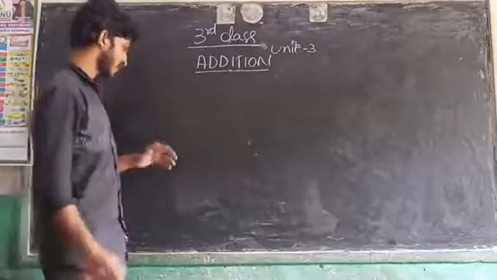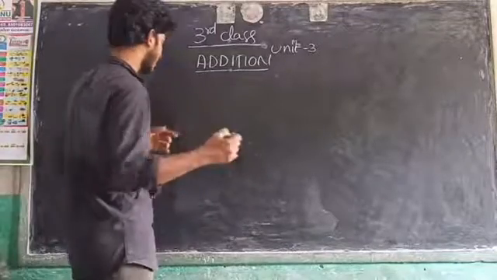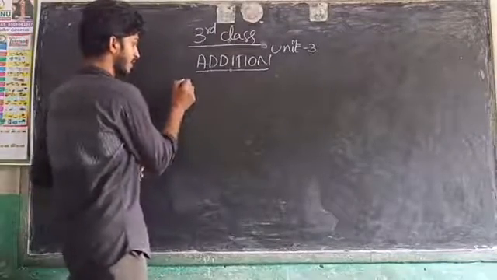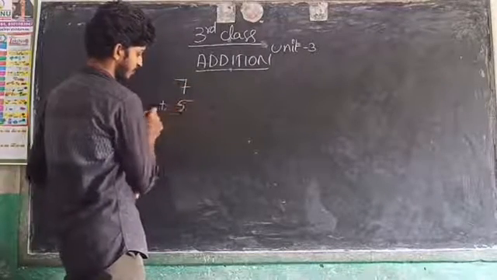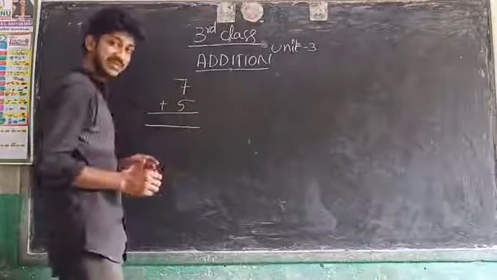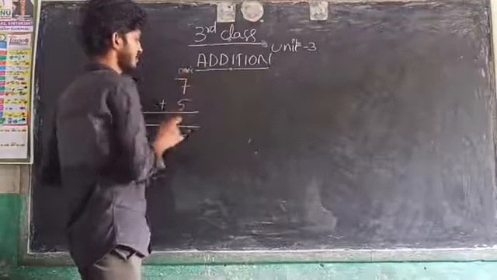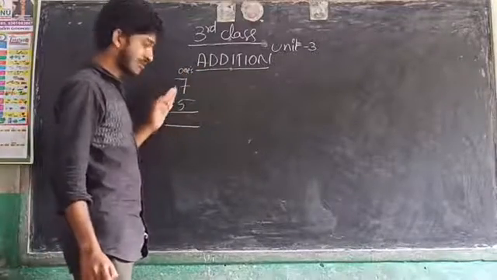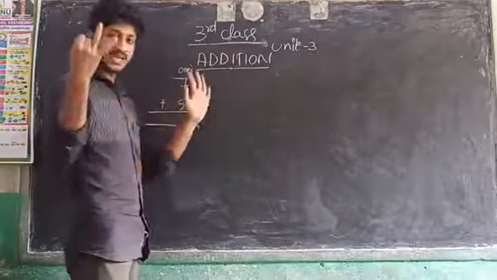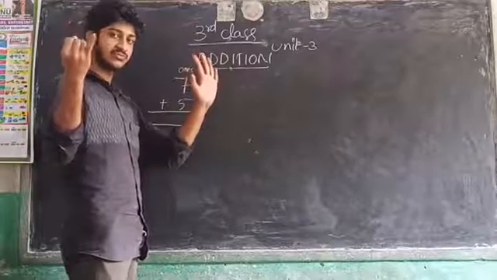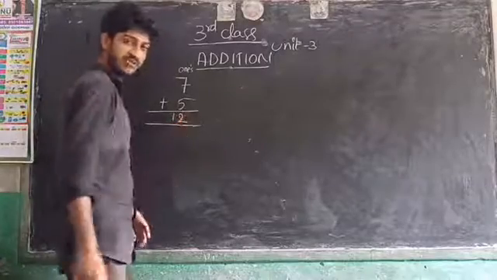I am taking single digit numbers. Now I am taking 7 plus 5. Single digit numbers means only one digit, that is the ones place, ones place only. 7 plus 5: I have 7 and I am adding 5. 7, 1, 2, 3, 4, 5. It becomes 12. So 7 plus 5 is equal to 12.